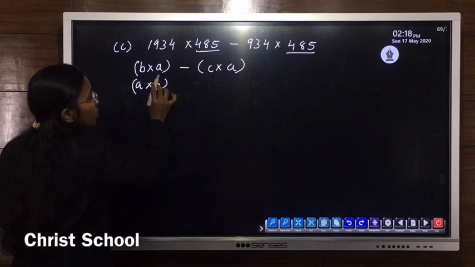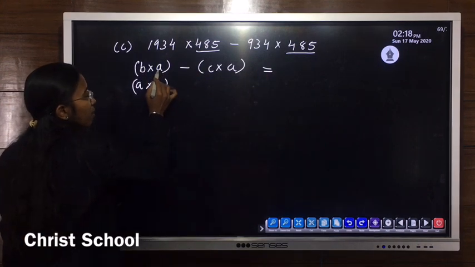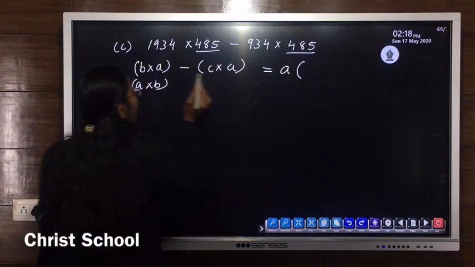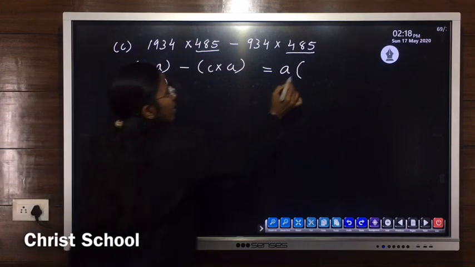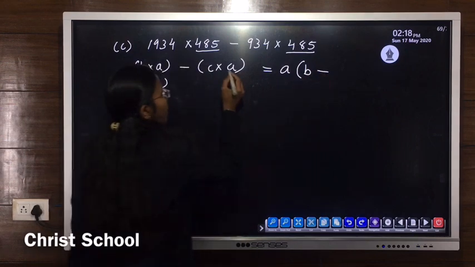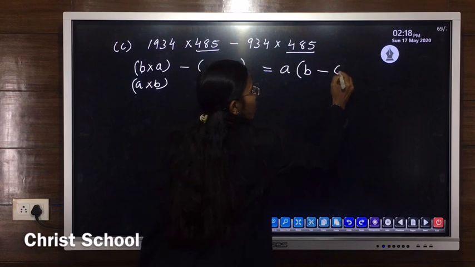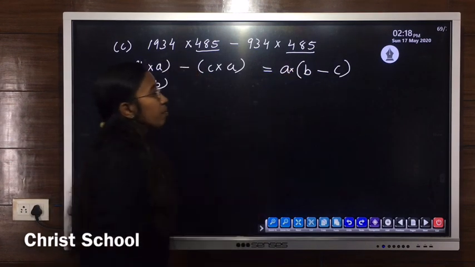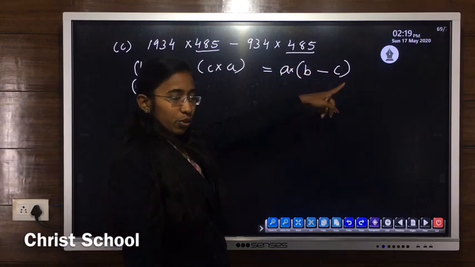So here B into A minus C into A is equal to, which is the common term? A is the common term. So we are taking A outside. Then what is remaining here? In this bracket B is remaining, and what is the sign here? Minus. And we are taking this A outside. Then what is remaining here? C is there. So this is the answer: A into B minus C. This A is the common number, and B and C are the other two integers.